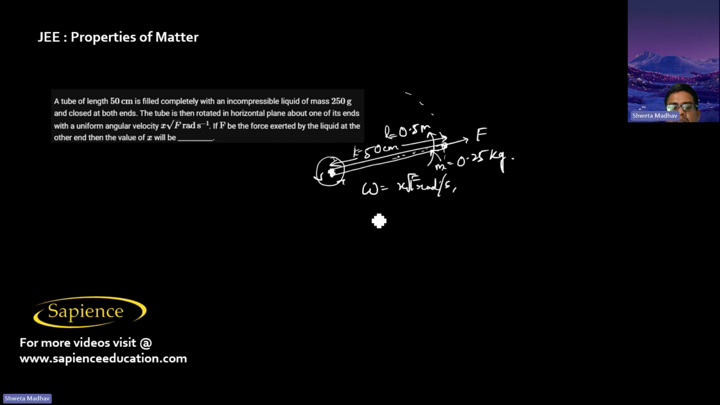So the centripetal force is m omega square r, m omega square n. So this much force only will be exerted by the fluid, and the other end of the tube will exert an equal and opposite force, which will provide the necessary centripetal force.